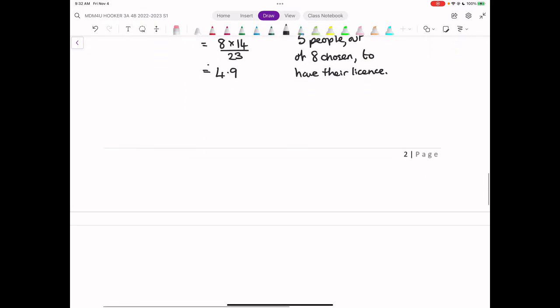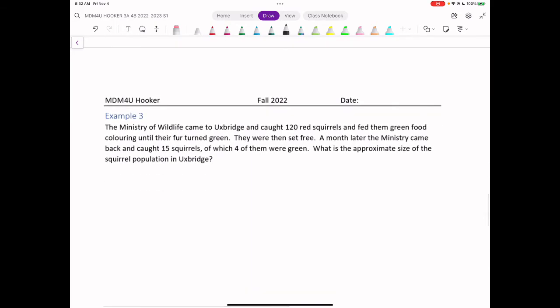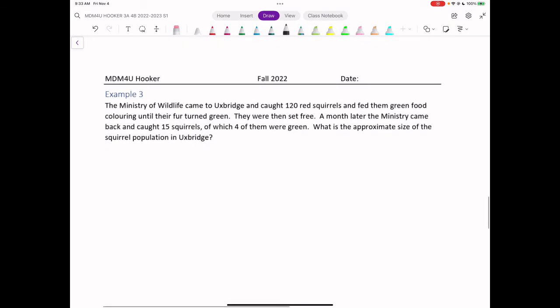And this one will be right there. The Ministry of Wildlife came to Uxbridge and caught 120 red squirrels and fed them green food colouring until their fur turned green. Then they were set free. A month later, the ministry came back and caught 15 squirrels, of which 4 of them were green. What is the approximate size of the squirrel population in Uxbridge? This is a delightful question.